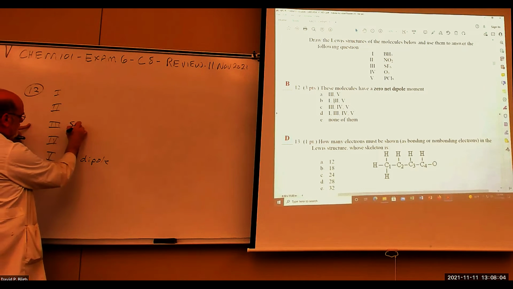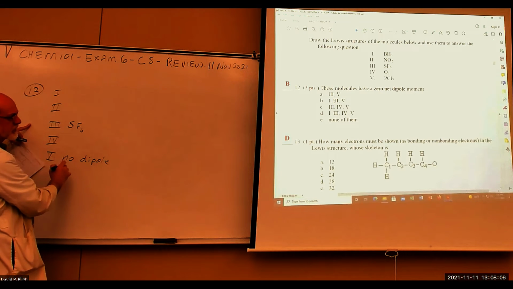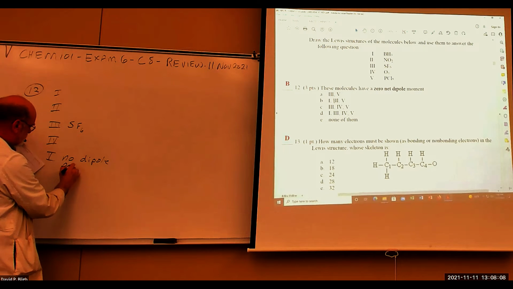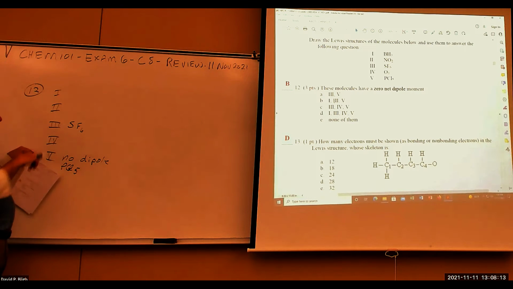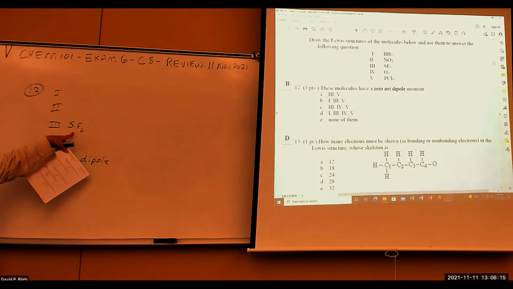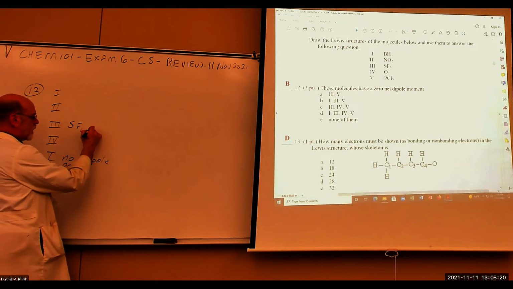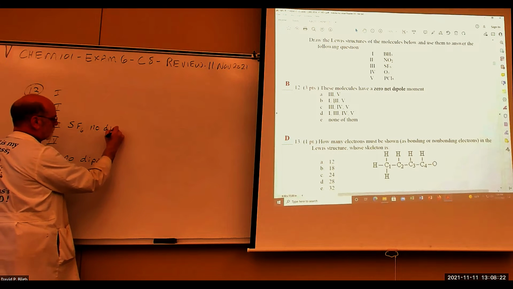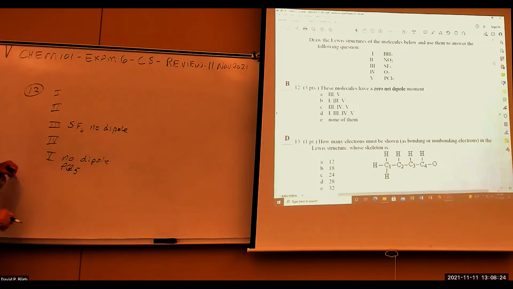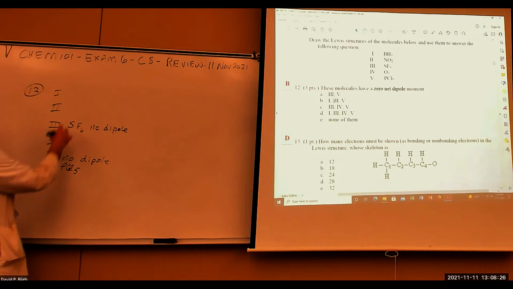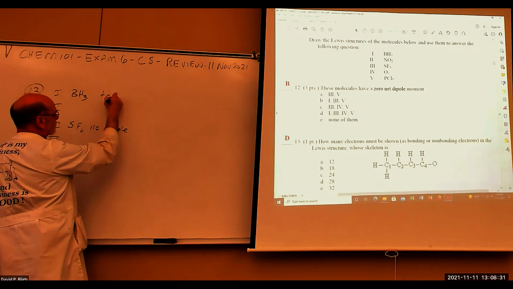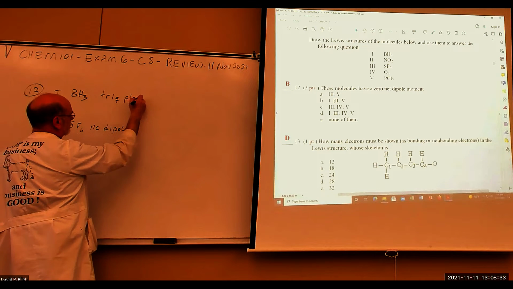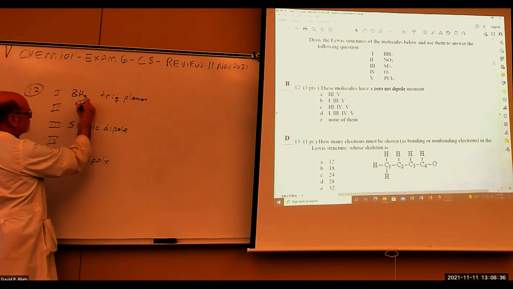SF6. See, this one was PCl5. This one was 6 fluorines bonded to sulfur with no lone pairs. It's octahedral, no dipole. Okay. BH3. It was a trigonal planar, no dipole.